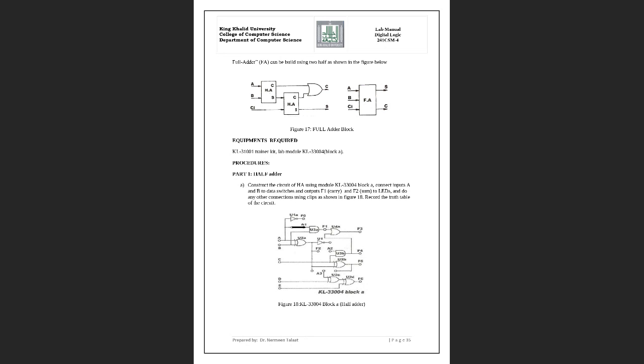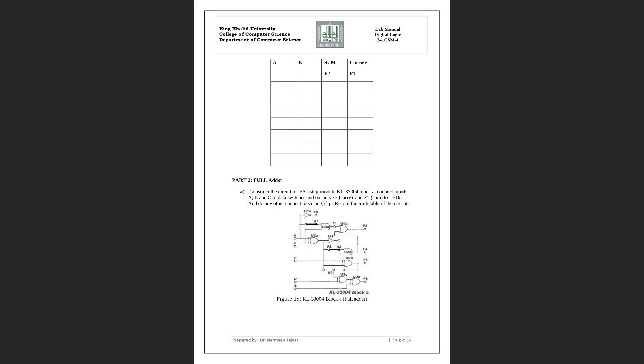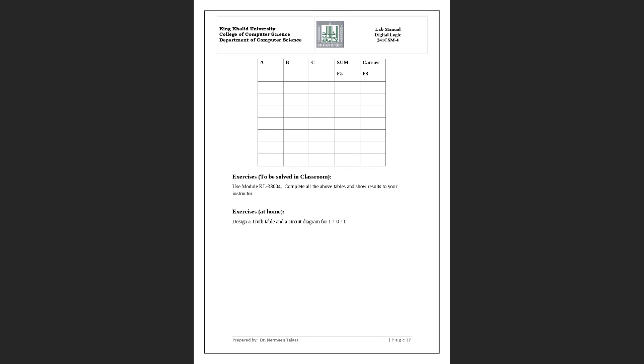This is done using the trainer kit. If you come to the physical class, there you will see this on the trainer kit. So this was about the last class. Now in today's class, what you have to do is fill this table: A, B, sum, carry. This is for the half adder. For the full adder, the same thing: A, B, C will come. F5 is your sum and F3 is your carry.